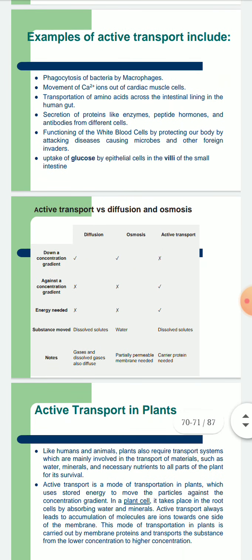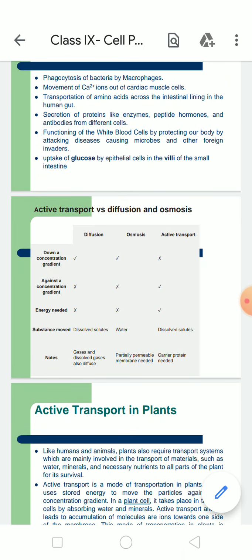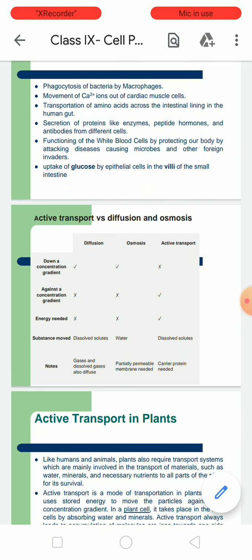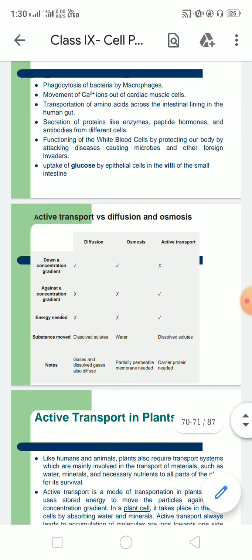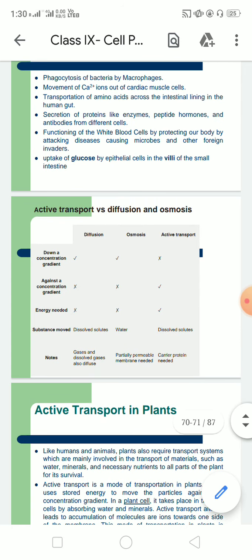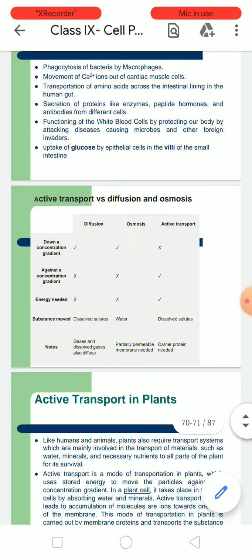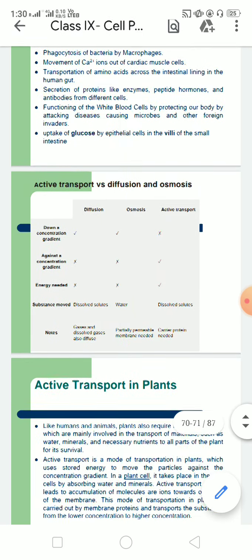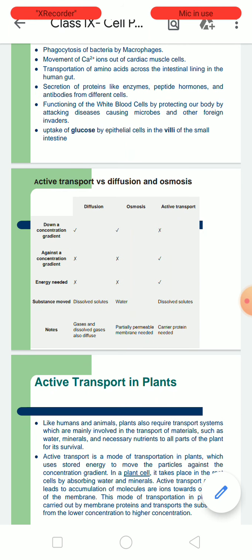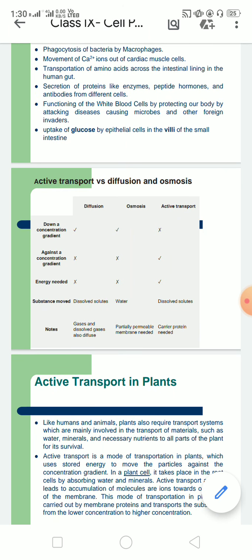Examples of active transport include phagocytosis of bacteria by macrophages, movement of calcium ions out of cardiac muscle cells, transportation of amino acids across the intestinal lining of the human gut, secretion of proteins like enzymes, peptide hormones, and antibodies from different cells, functioning of the white blood cells by protecting our body by attacking disease-causing microbes and other foreign invaders, and uptake of glucose by epithelial cells in the villi of the small intestine.